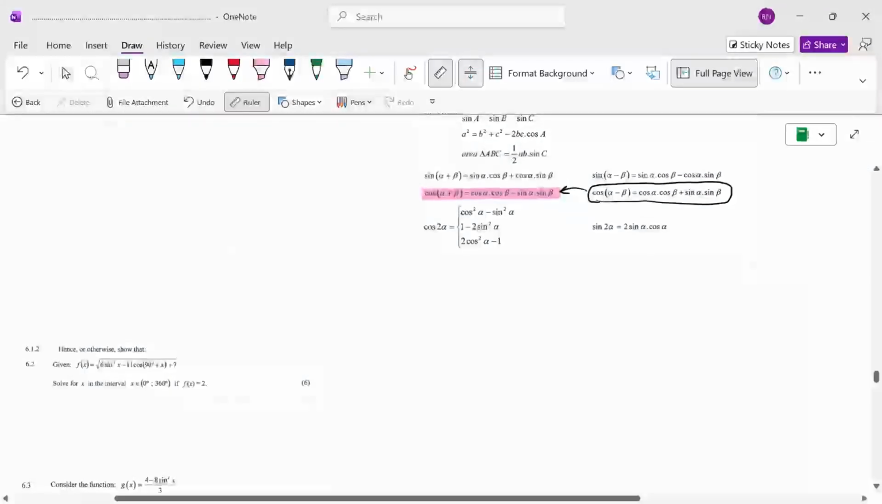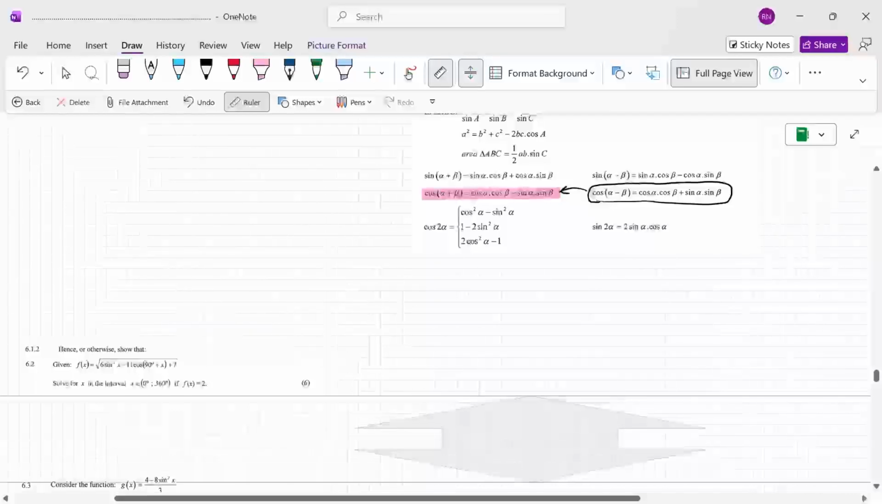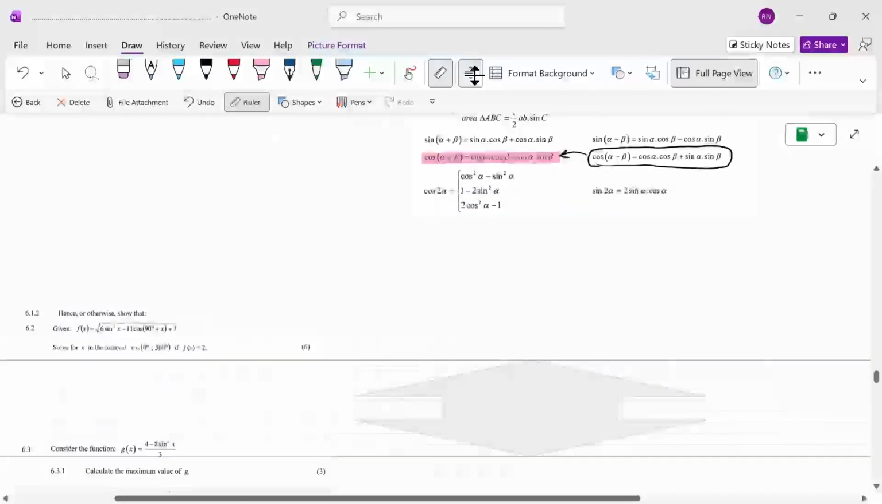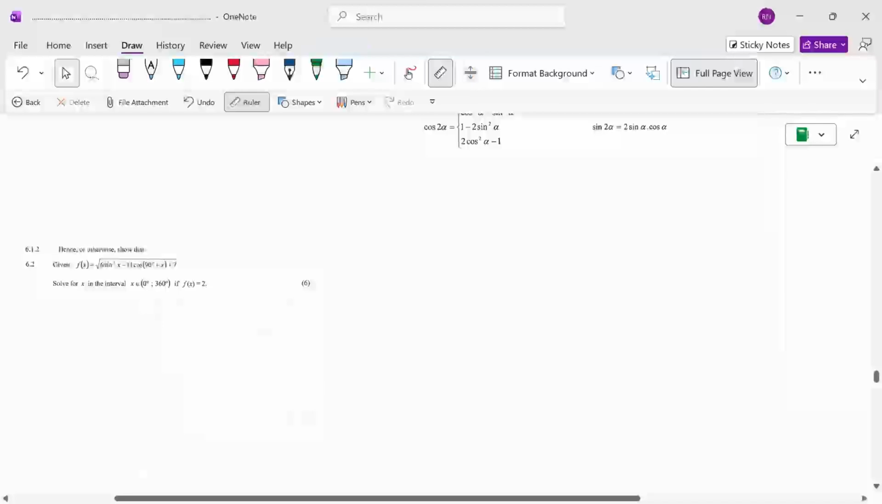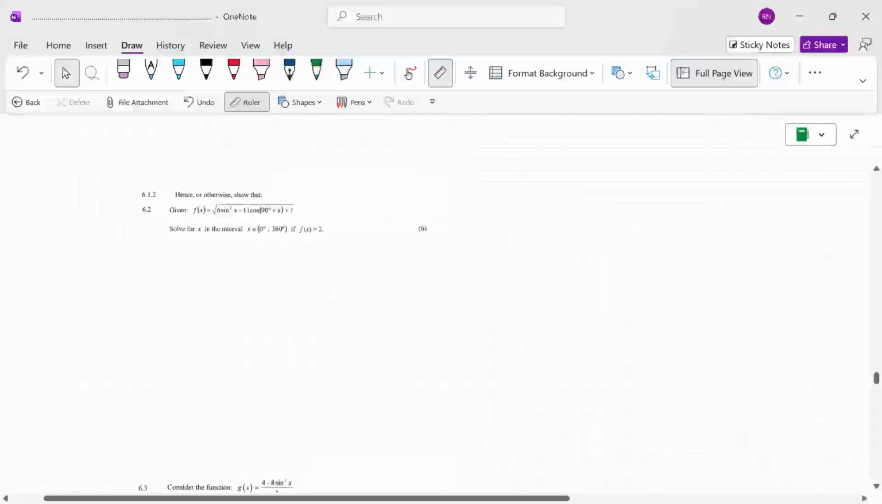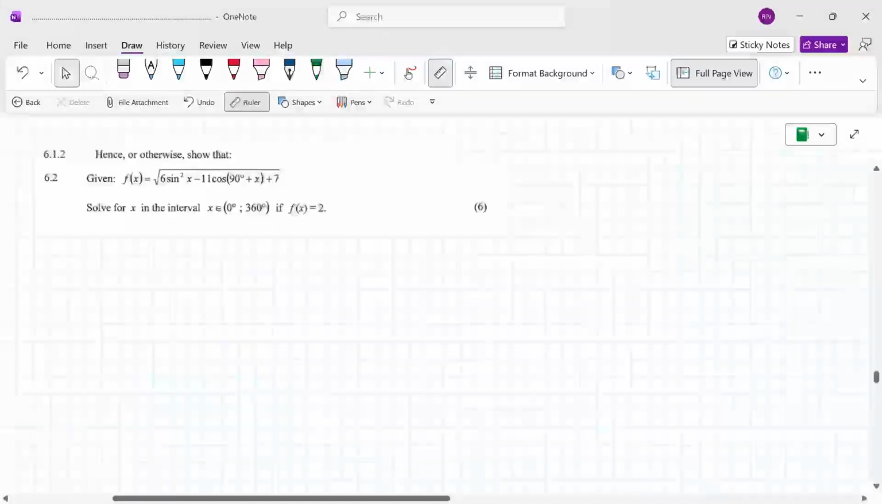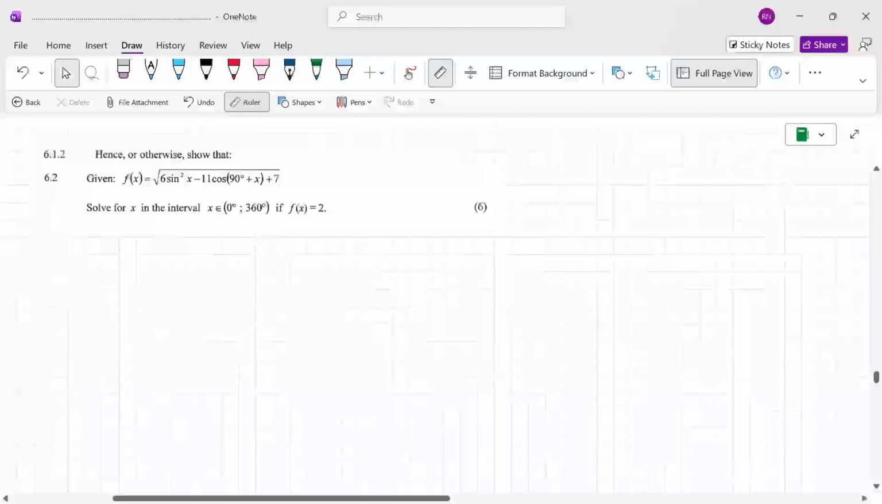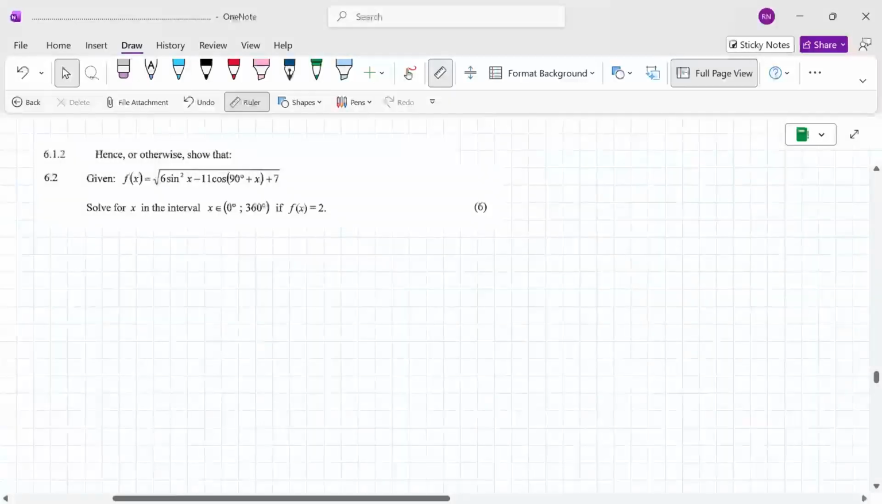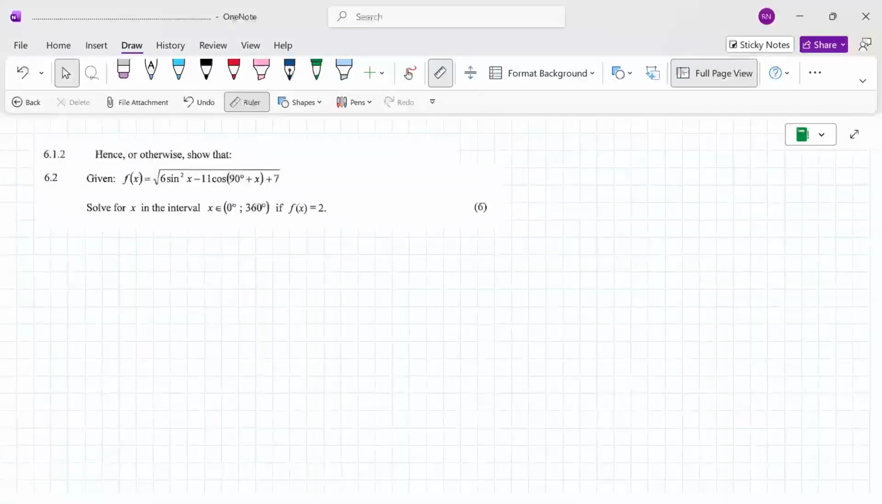Then we have, oh, hence or otherwise show that this. Because they said hence or otherwise, that means that whether you got it or you didn't get it, you can still do this next question. So we want to show that f of x is equal to square root of 6.